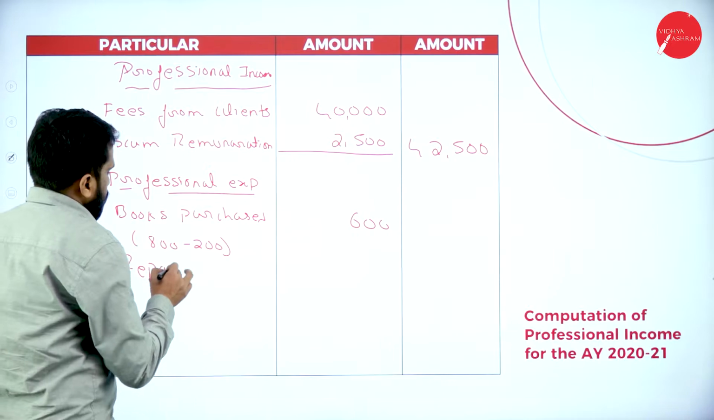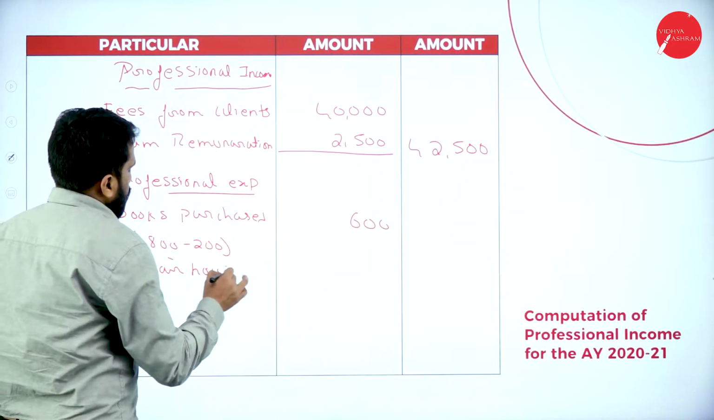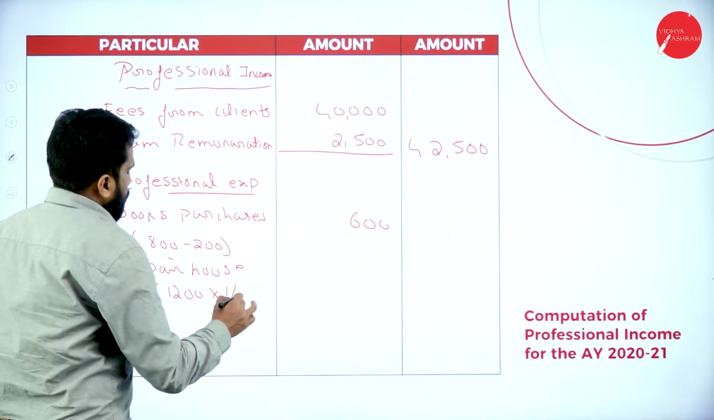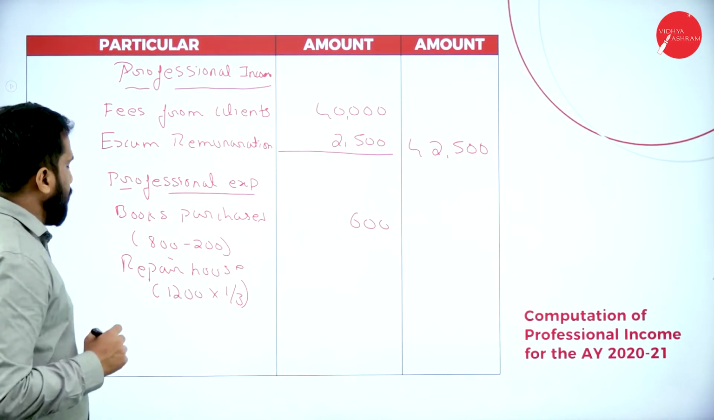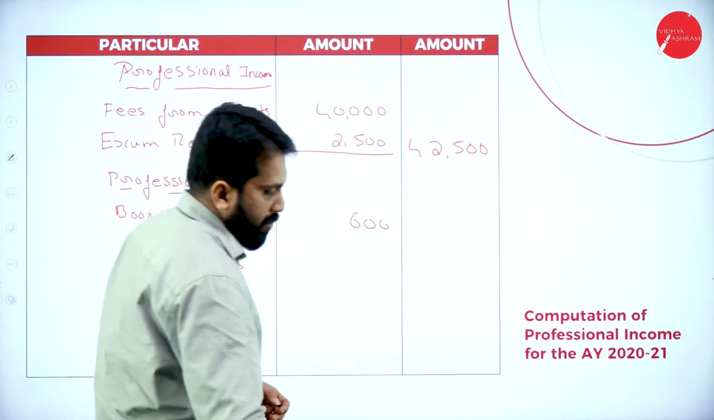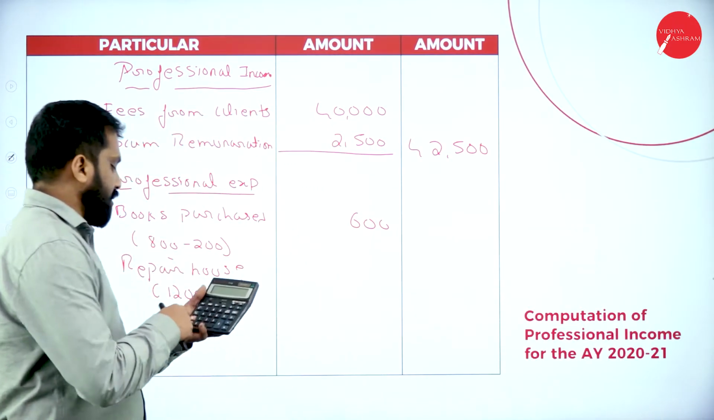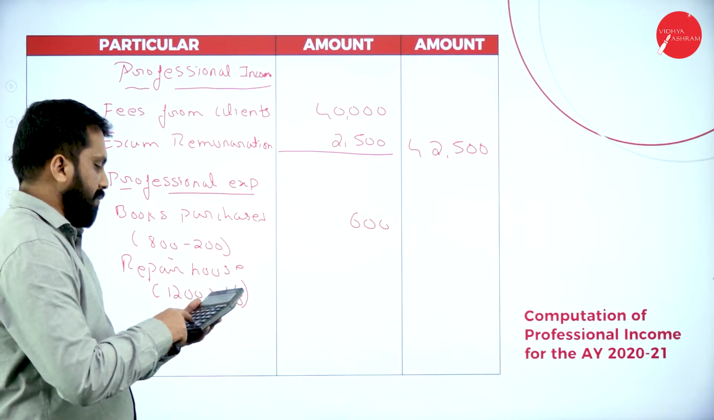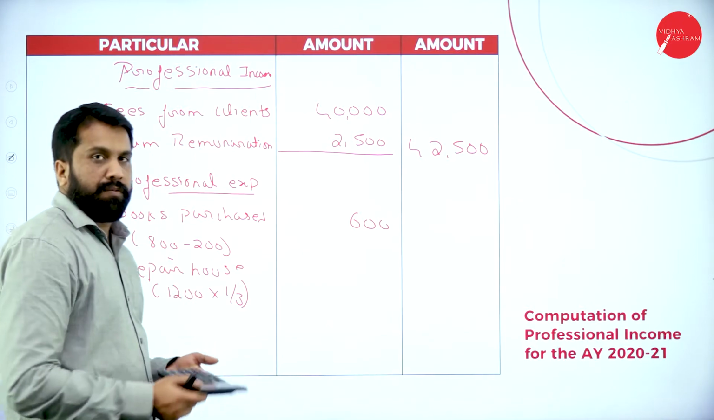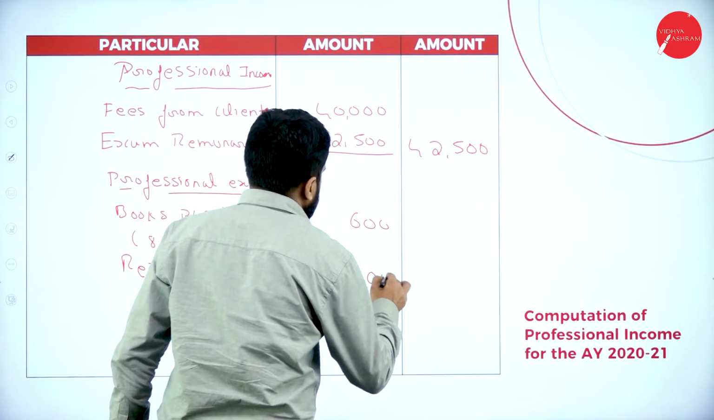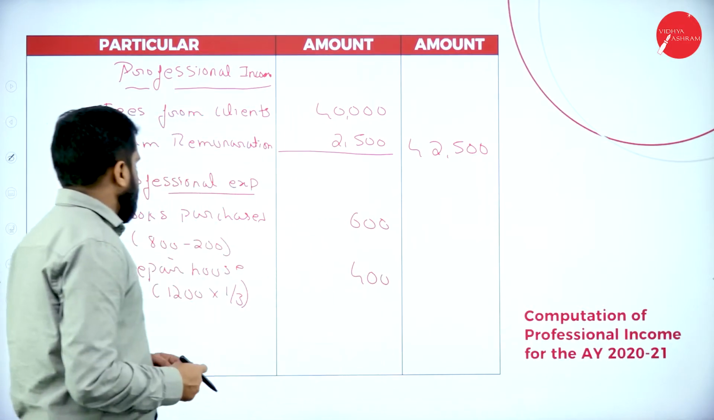Repair house, 1200 into 1 divided by 3. It will be how much? 1200 into 1/3. It will come around 400 something. It is 400. So I have to write 400. Now, this is done.